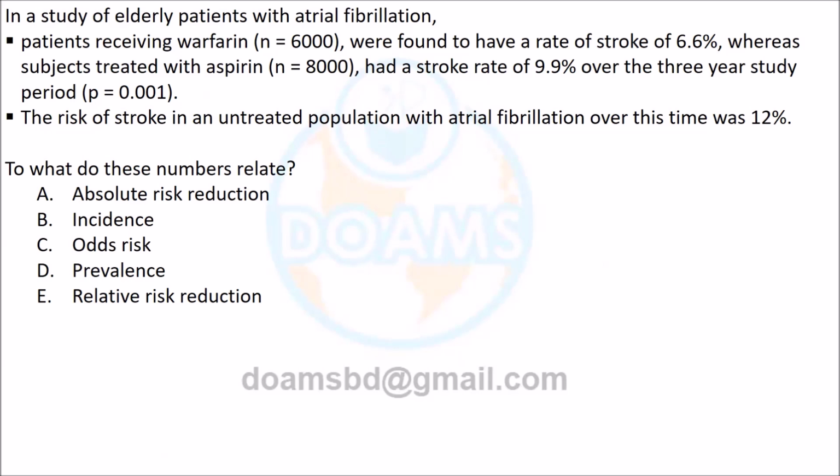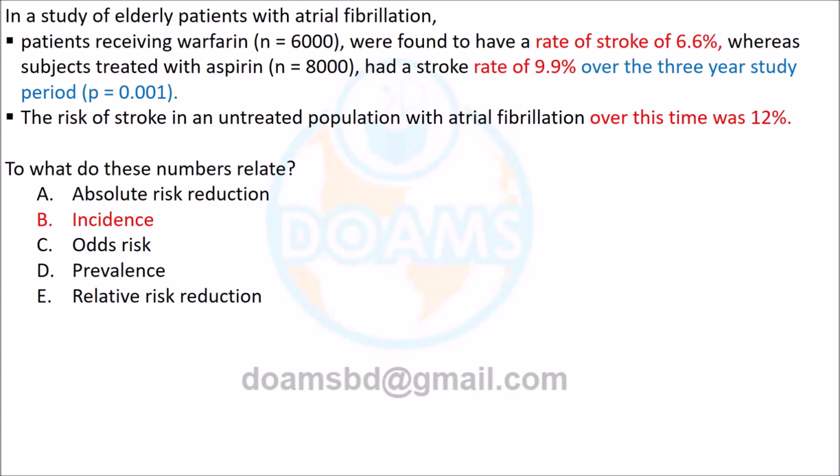Prevalence, D. Prevalence, or increase in percentage. Incidence, increase in percentage. Incidence. Why incidence, doctor? Sir, increase in the percentage. Okay, yes. This is a new happening. It is new happening. They didn't have a stroke before. They are happening over the year. Even they are getting the treatment. Is it clear now? Yes. So new happening means incidence.